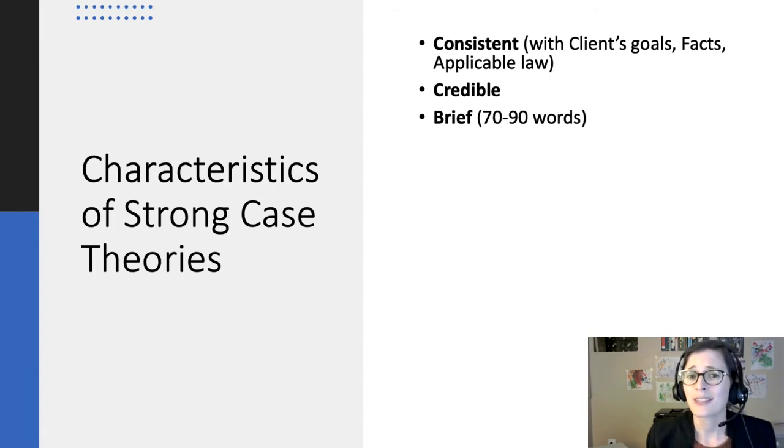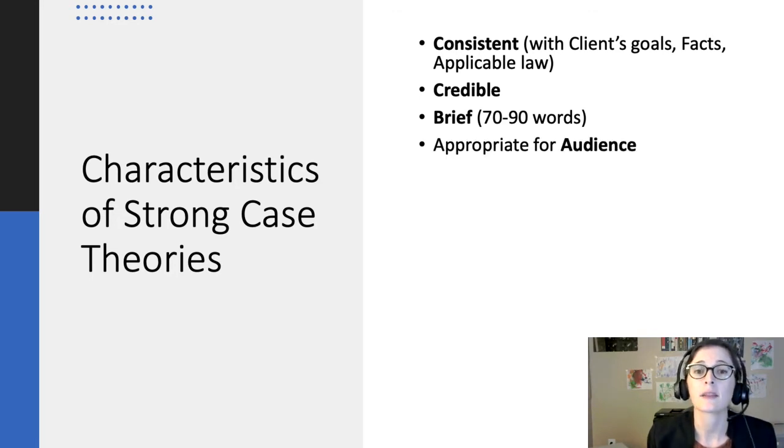And you might be asking yourself, why so short? Well, this is intentional. It forces you to think critically about each and every word to promote the best storytelling. You also want your case theory to be easy to memorize, as you want it to serve as a working tool for every bit of your learning this semester.